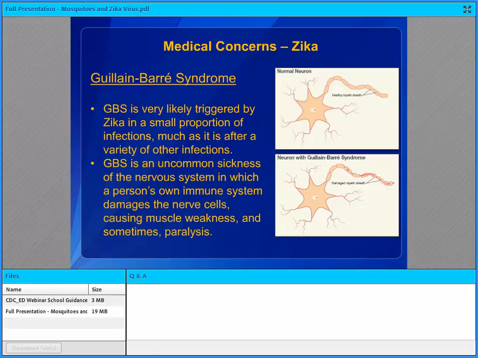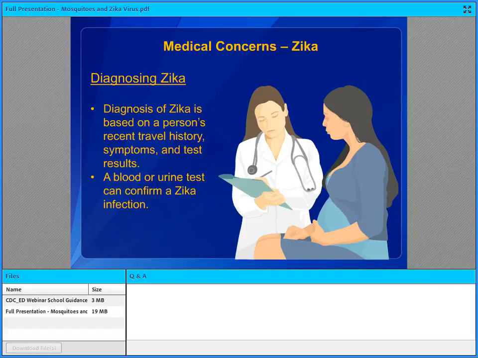Another medical concern, particularly in adults and young people, is Guillain-Barré syndrome. This is where the virus would attack brain tissue, particularly the neurons and the myelin sheaths in the neurons, which will cause some paralysis and muscle weakness. Most of the time, this is going to be self-limiting, and people do get better from Guillain-Barré, but sometimes it can be quite severe with long-lasting impacts.